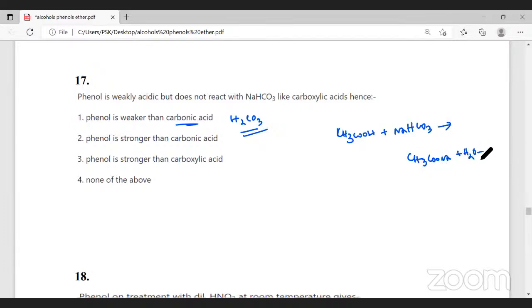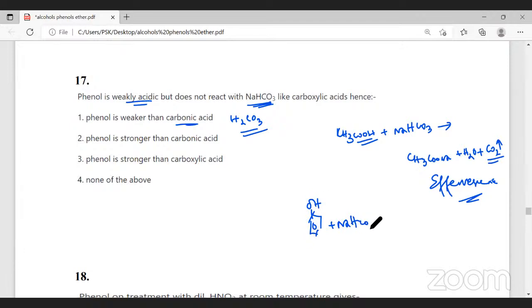Water will be formed with the liberation of carbon dioxide gas. So we will observe effervescence, bubbles. So this is a test for the identification of carboxylic acid groups. Now, phenol is also weakly acidic, but does not react with sodium bicarbonate like carboxylic acid. Why? When we perform the same reaction with phenol and sodium bicarbonate, no reaction takes place. Phenol is much weaker than carbonic acid, so it will not react with sodium bicarbonate to give carbon dioxide gas.